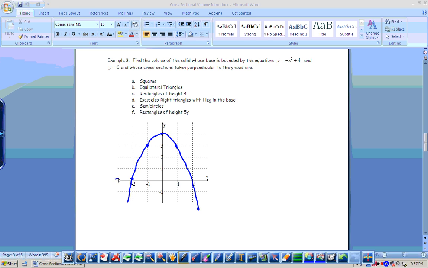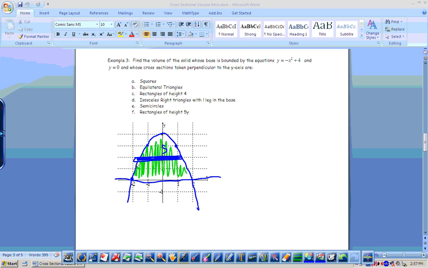And the line y equals 0 is along the x-axis. So here's my region. This time, however, the cross sections are taken perpendicular to the y-axis. So this time, S is the horizontal distance or the horizontal length of that rectangle. And anytime we have a rectangle that's horizontal, the length of it is the right side minus the left side.